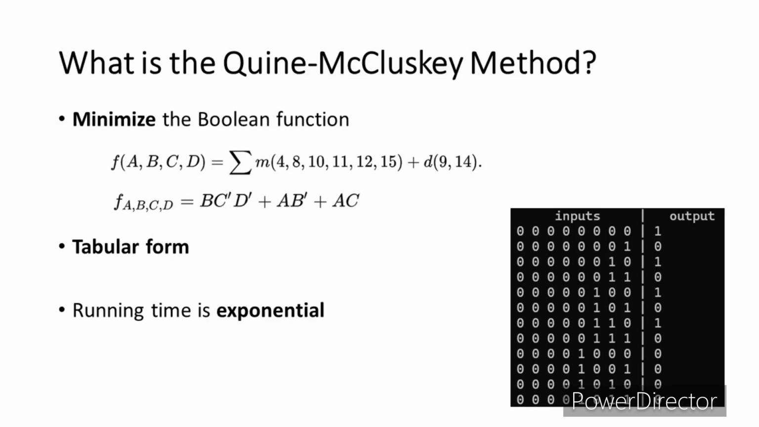So, what exactly is the Quine-McCluskey method? To put it simply, it's a way to minimize Boolean functions. Think of it as similar to the Karnaugh map, but instead of using a visual grid, it uses a tabular form, making it much easier to implement in a program like C++.